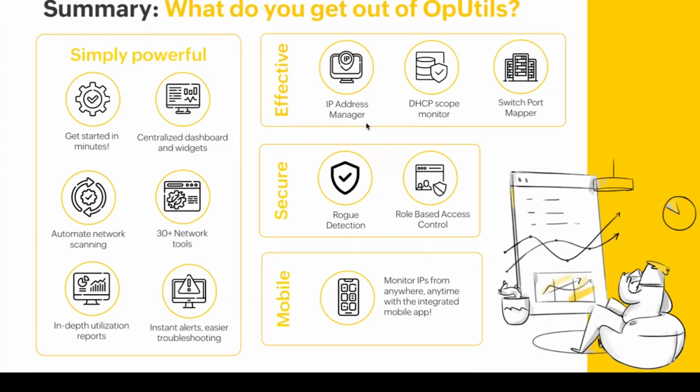Another part is that OpUtils helps you secure your network using the rogue device detection and the MAC filtering feature. This protects your network integrity by allowing you to define user management control for your team members. We also have a mobile version of OpUtils so that you can perform network management tasks on the go. You can also integrate your iOS and Android phones to your on-premise deployment and monitor your IP address space anytime and any place you like.